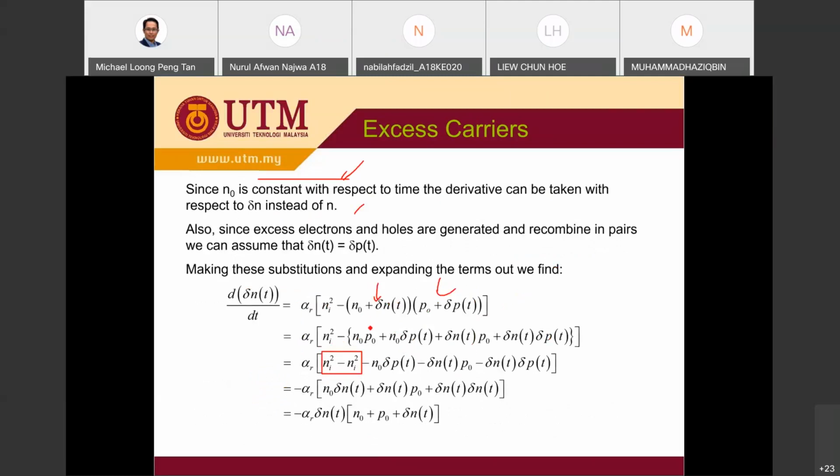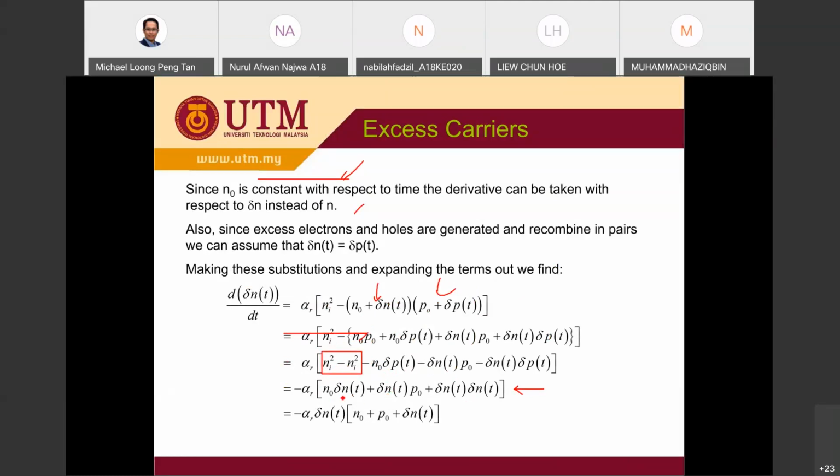Then what do you get? In this stage here, you will get Ni squared minus NO and PO, so you cancel each other. This one you cancel. Then you'll get negative NO dP here, this and that. So you copy down here 1, 2, 3, 4, and the negative sign you bring it forward. This is what I did until here: negative sign, bring it forward.